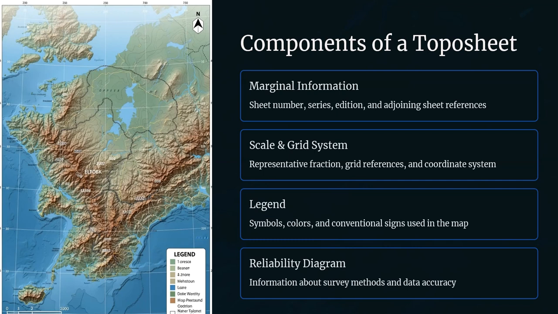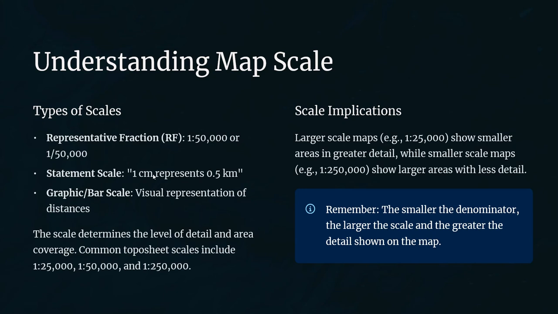So there, in the reliability diagrams, the information about the survey method and the data accuracy has been analyzed. Then understanding the map scale. In the last class we also discussed the different types of scale, right?